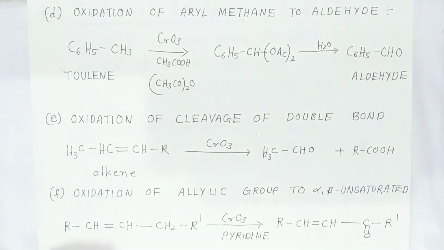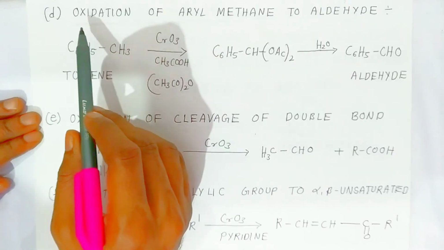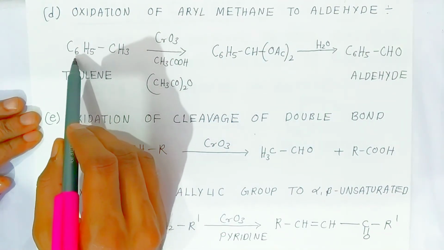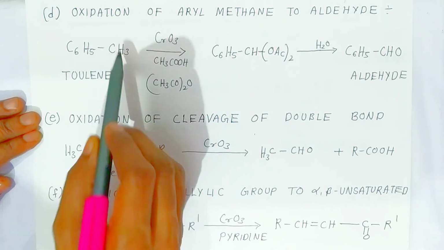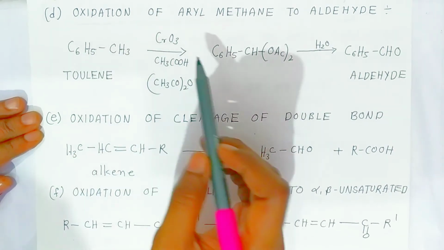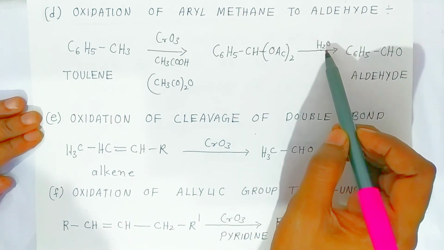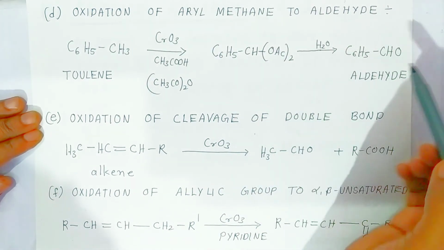Now students one more type of oxidation we are going to see, oxidation of aryl methane to aldehyde. This is the aryl, this is the benzene to which a methyl group is attached, we call it by the common name toluene. When oxidized students it is converted into this type of intermediate. On the addition of water molecules it will undergo hydrolysis and form aldehyde.